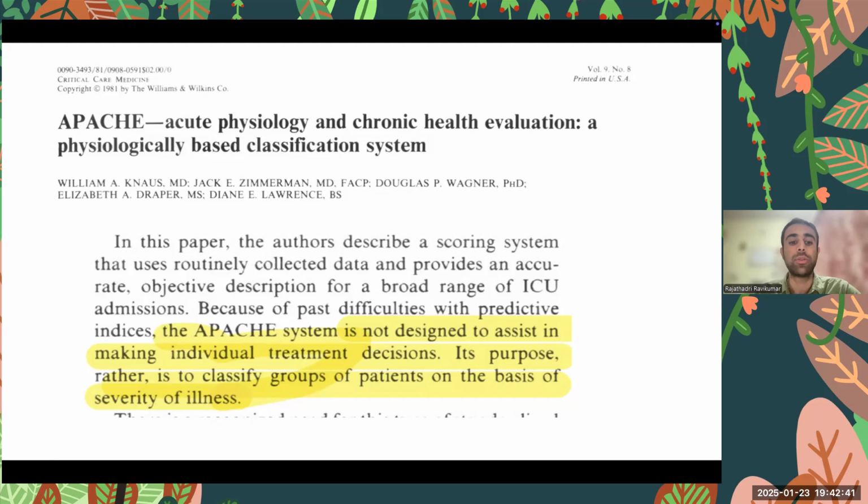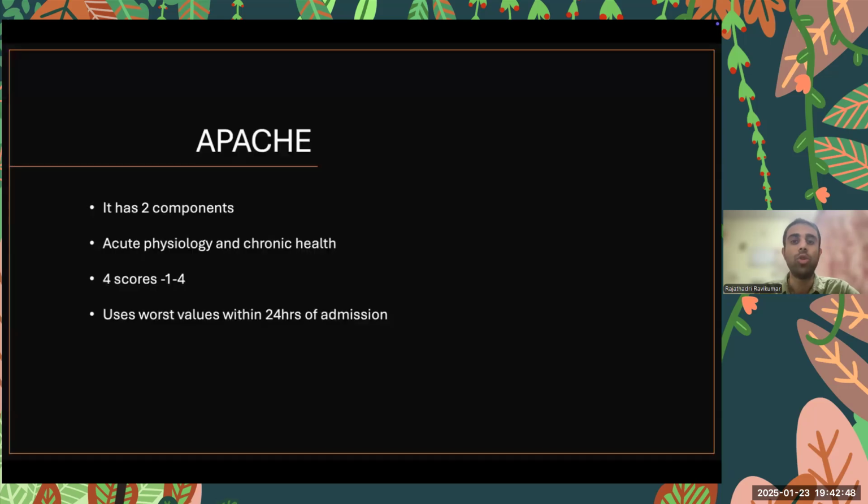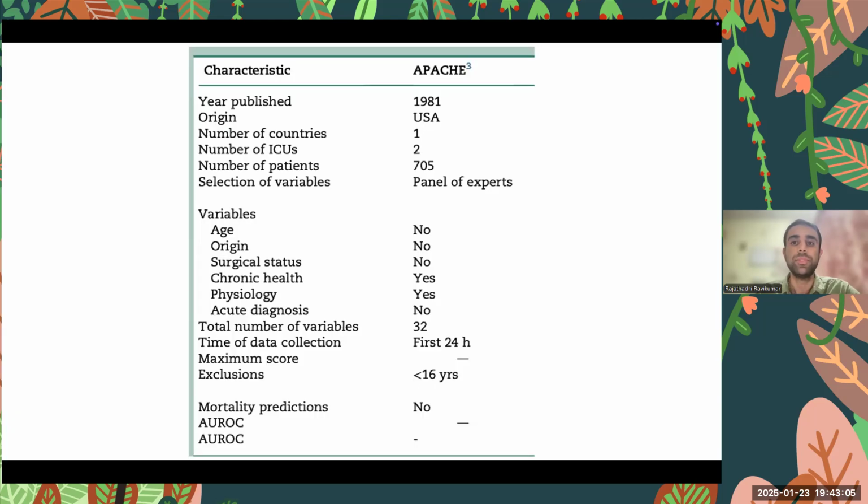Its purpose is rather to classify groups of patients on the basis of severity of illness. So this is the most important thing. The primary Apache has two components, acute physiology and chronic health part. If we see Apache, there are four variations, Apache 1 to Apache 4. And all the Apache uses worst values of the parameters which they have chosen within 24 hours of admission to the ICU. So these are the characteristics of Apache.